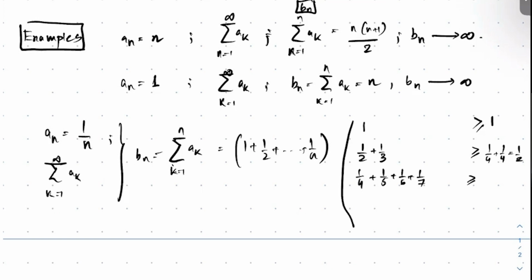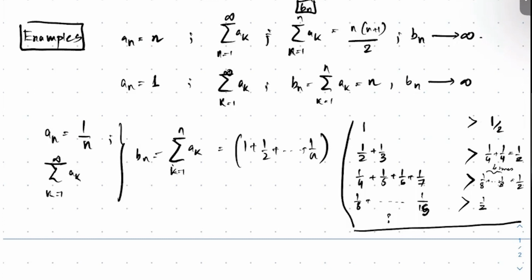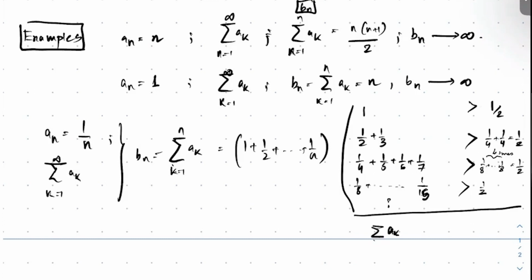Same thing. You take 4 times 1/8, so it's half again. You can also do this with 1/8 plus up to 1/15. All of them are greater than 1/16, and there are 8 of them, since 8 to 15 are 8 numbers. So it's again half. You can keep on continuing like this, and on the left hand side, this is nothing but the summation of k from 1 to infinity, and it is greater than.